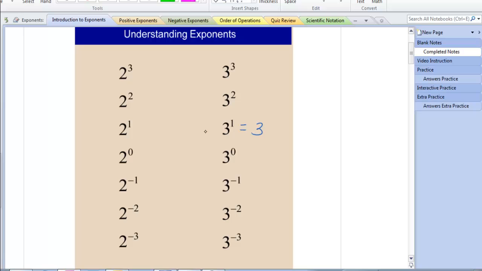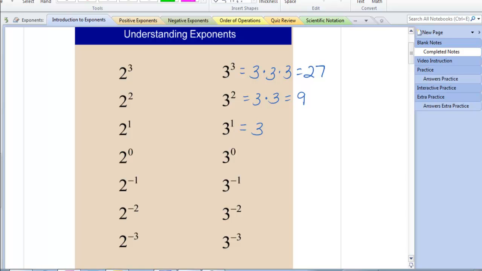So 3 to the second means I have my base of 3 multiplied this many times. Since my exponent is 2, it's multiplied 2 times. And of course, that equals 9. So 3 to the second means I have 3 times 3, not 3 times 2. So 3 to the second equals 9. 3 to the third then is our base of 3, and how many times do you think we'd multiply it? 3 times, right? Since that's our exponent. So 3 times 3 is 9, 9 times 3 is 27, so 3 to the third power is 27.